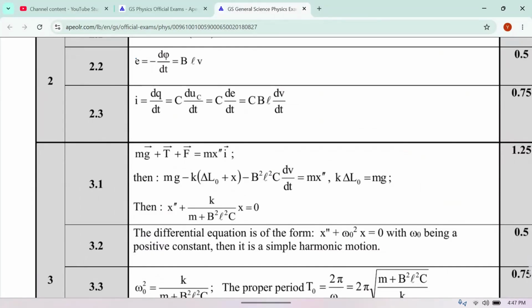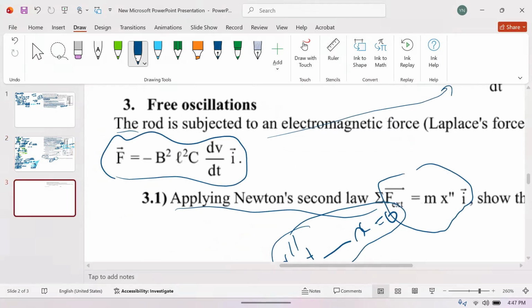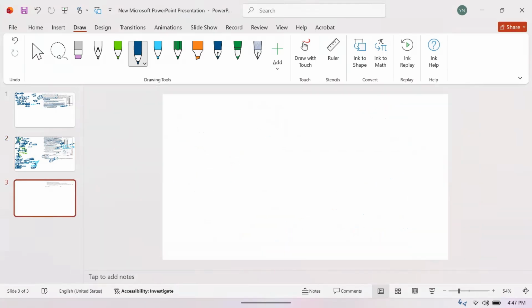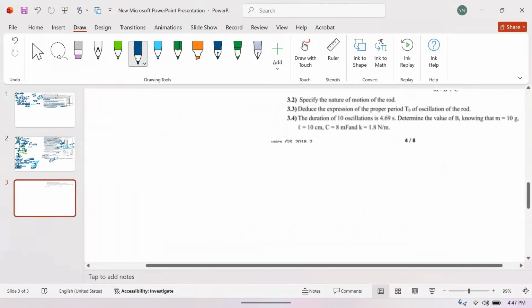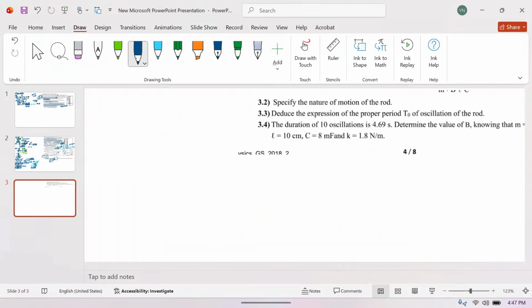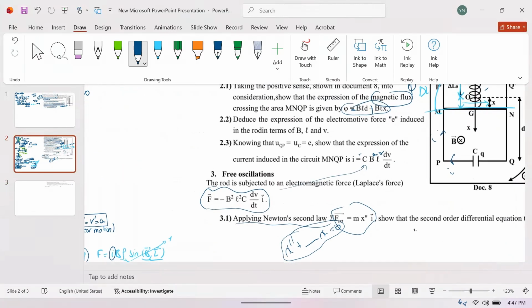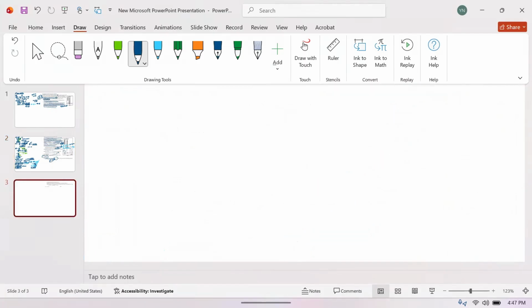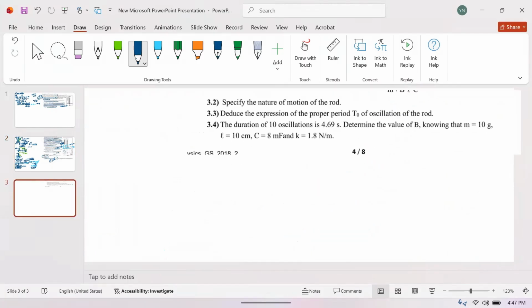Okay. Now, 3.2. Specify the nature of motion of the rod. Nature of motion. It's a simple harmonic motion and it's free. Undamped, because they told you there's no friction and it's free. They mentioned that in the title of question 3. There it is. Free oscillations. So it's free undamped oscillations. And what is the nature of the motion? It's a simple harmonic motion.